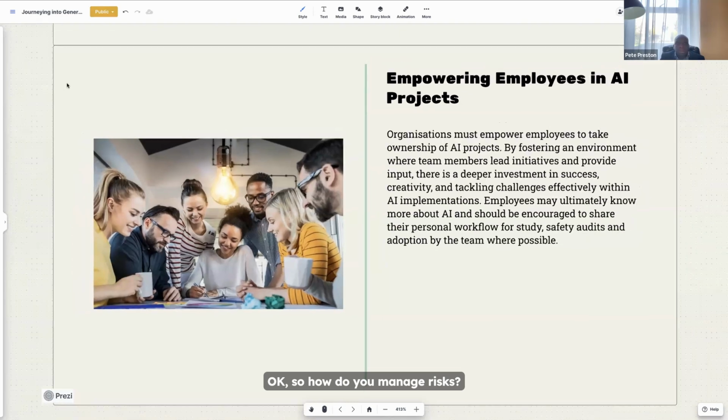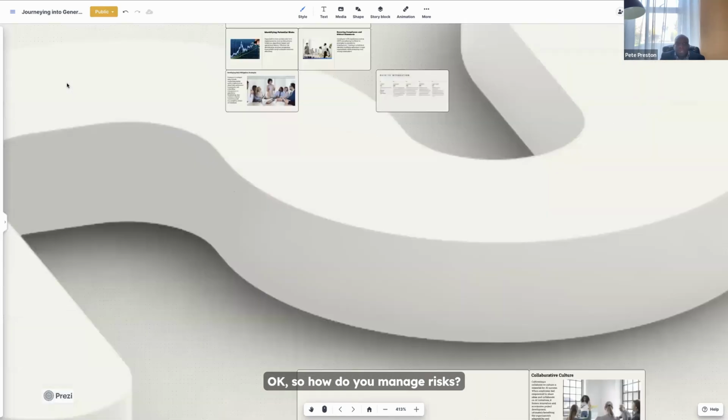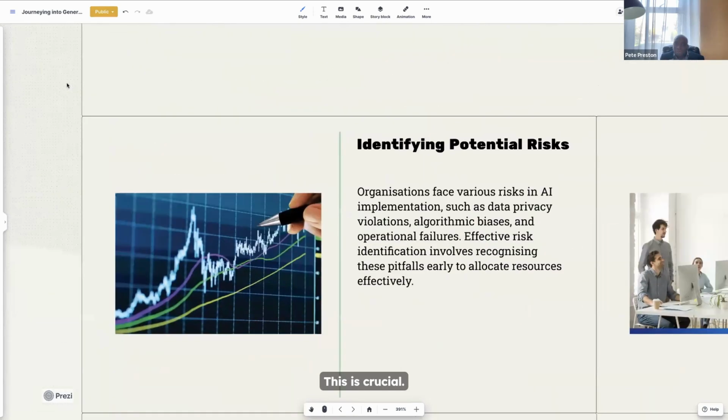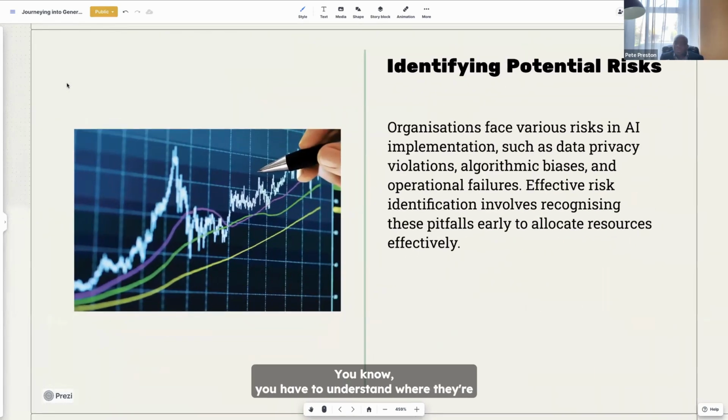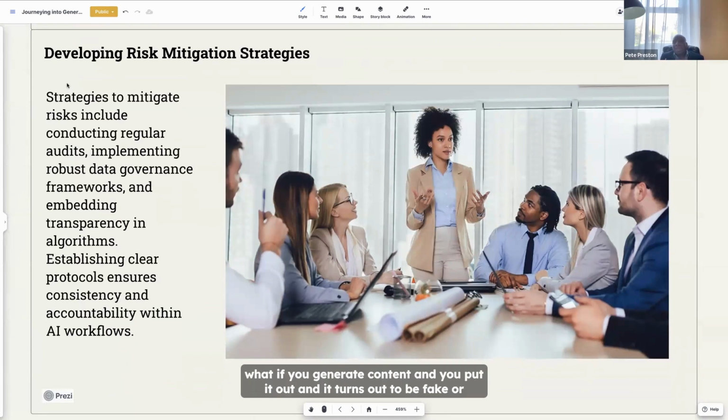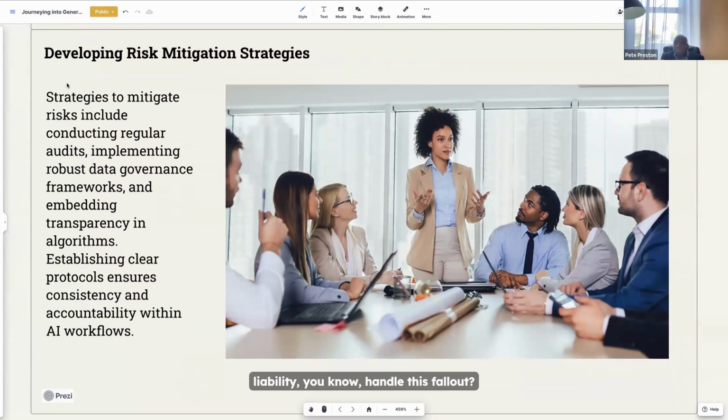Okay. So how do you manage risks? This is crucial, but first of all, is identification. You have to understand where there are going to be failures in any of this and look to allocate resources effectively. So for instance, like reputational damage, what if you generate content and you put it out and it turns out to be fake or incorrect? Can your company's reputation or liability handle this fallout?